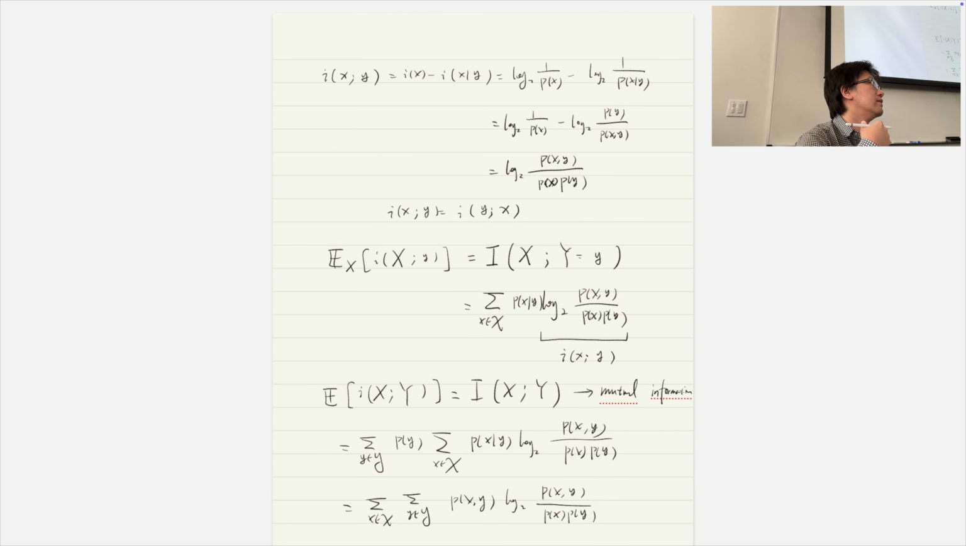If I use I(X; Y), is it equal to I(Y; X)? If we switch the positions of X and Y, would that be the same? Yes, that's a very good comment. Because whatever is inside is commutative, mutual information is commutative as well. This equals I(Y; X).